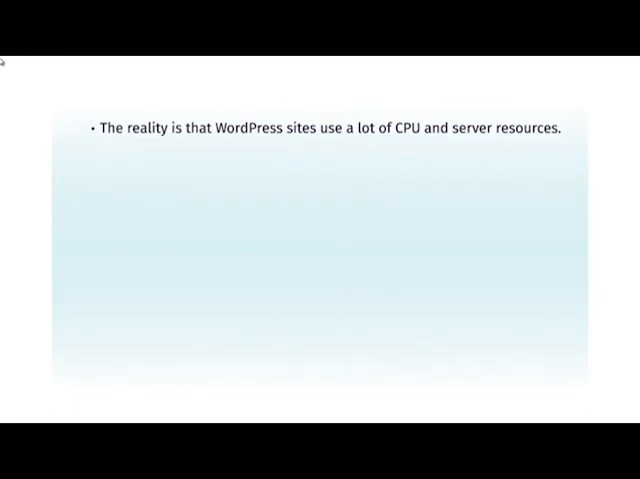Now, bear in mind that the reality is that WordPress sites in general, after they have become bloated, use a lot of CPU and server resources. I want to be clear here to say that when you install WordPress by default, with nothing on it, it usually runs very fast. But later, when things are added to it like plugins, images, or other code, then the WordPress site tends to slow down.